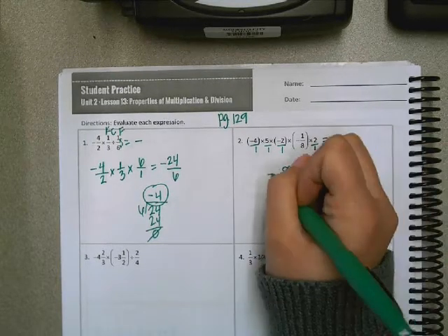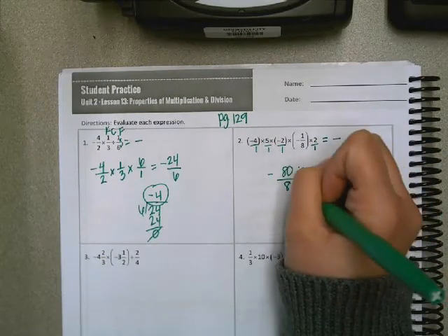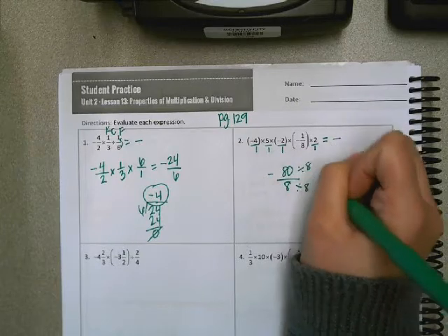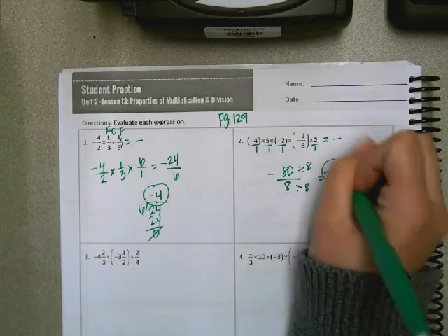Don't forget it is negative. I'm going to simplify this. I'm going to divide the top and the bottom by 8, and I'm left with 10, and it is negative.